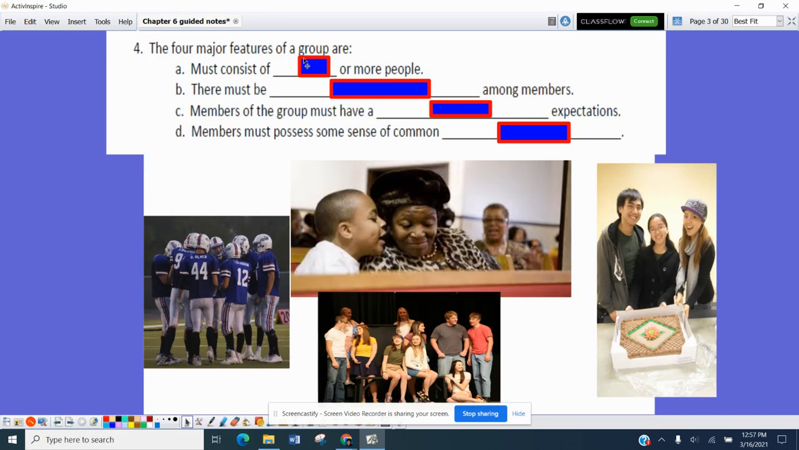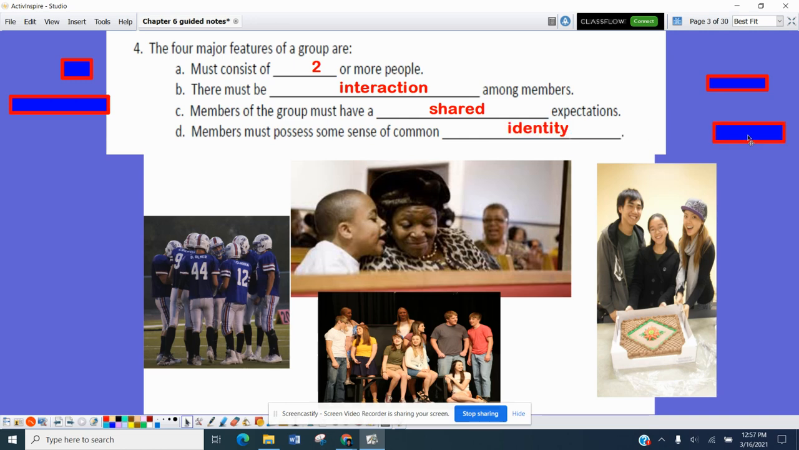Number four, major features of a group: they must have at least two or more people. There must be some kind of interaction among the members. Members must have a shared expectation. And finally, members must possess some sense of common identity.